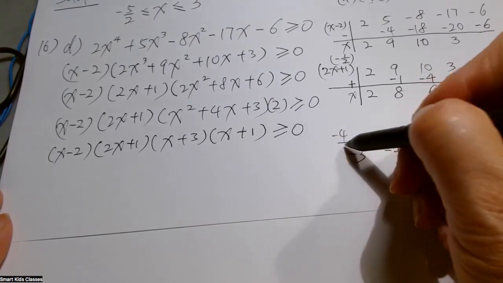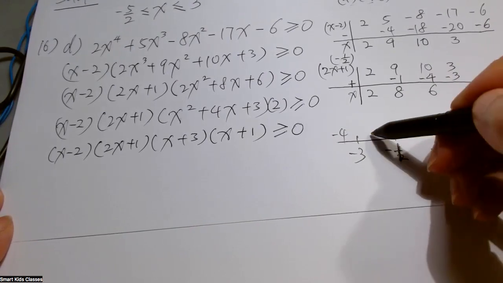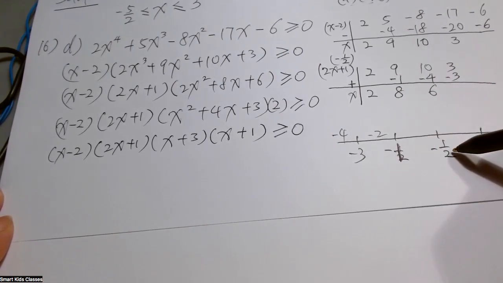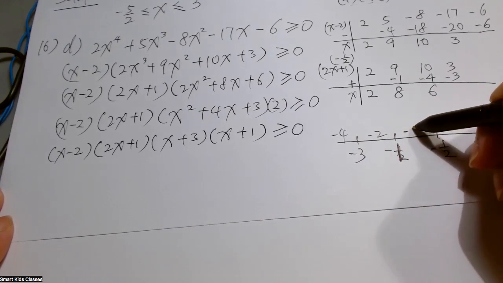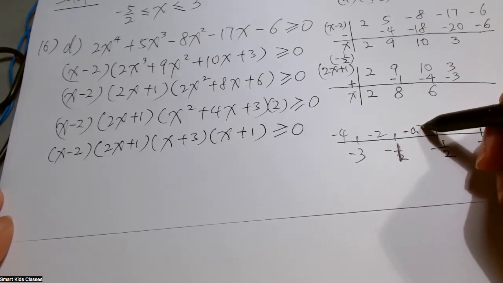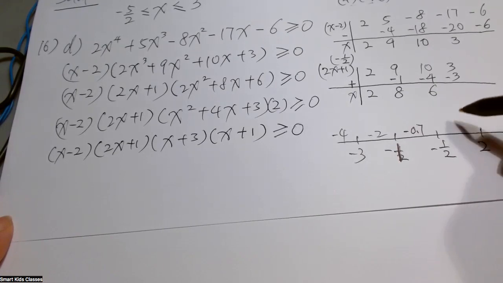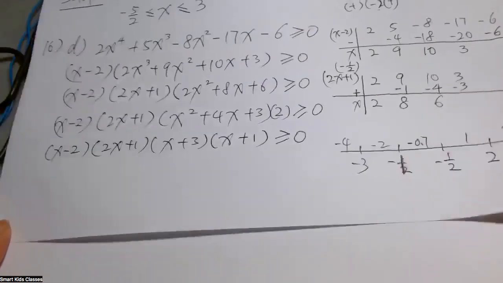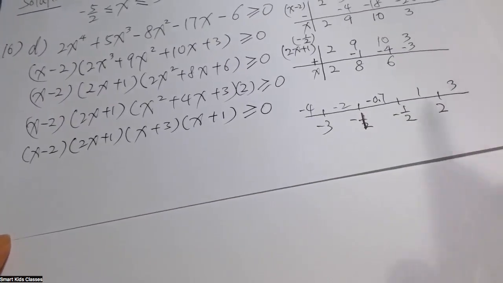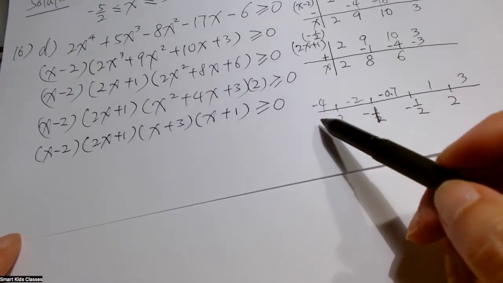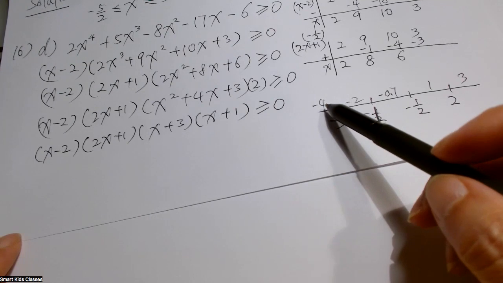Now we're going to test the first one here. We test negative 4. We test negative 2. We're going to test negative 0.7. So we're going to test 1 here and 3 here. So in between each interval. So let's test the first bracket for negative 4.